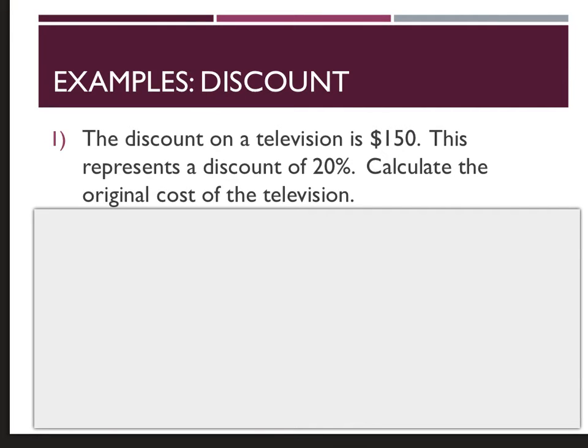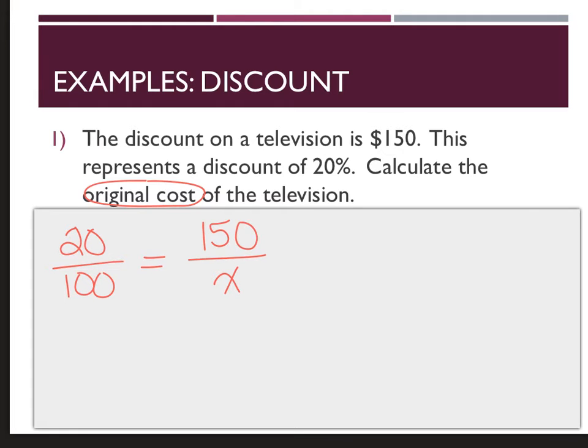The discount on a television is $150. This represents a discount of 20%. We're going to calculate the original cost of the television. Remember, we're working with percent over 100 equals part over whole. So we have the percentage, 20%, so 20 over 100 equals. We know the discount amount, and we're looking for the original cost. The original cost is your whole, so that's our unknown, x. 150 is the discount amount.